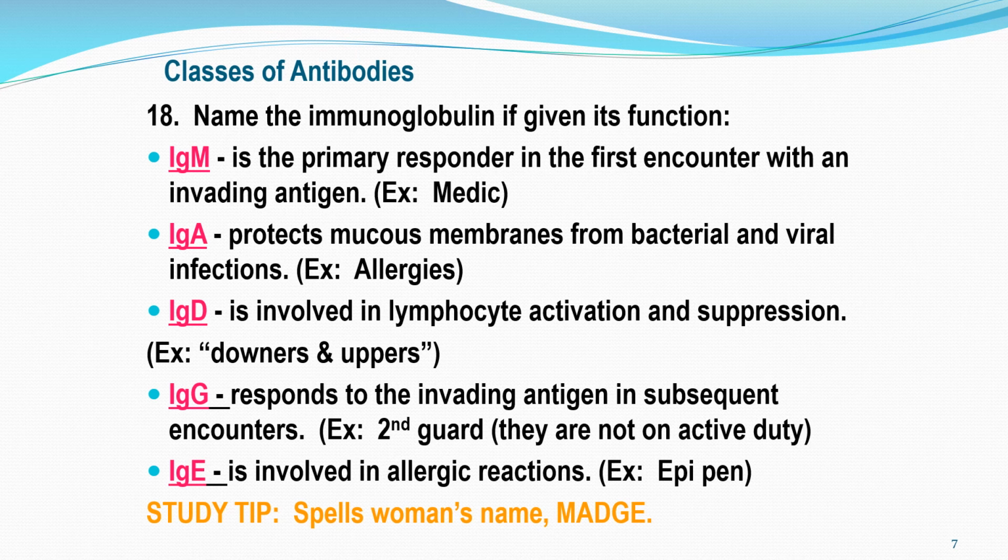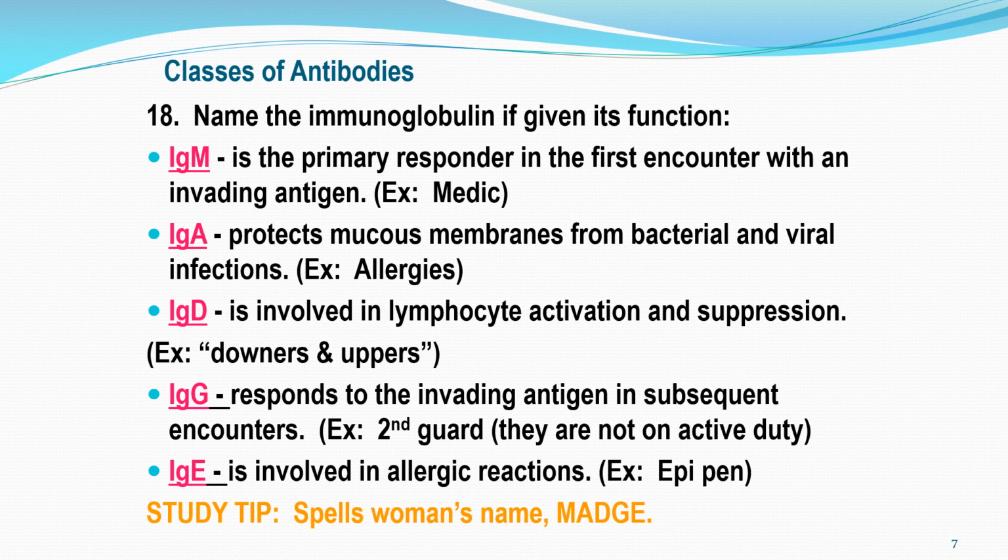So IgM is the primary responder in the first encounter with an invading agent. Now, a way to think of it is IgM medic, like a paramedic, right? They're the first ones on the scene. They're the first responders that get to the sick patient and try to stabilize them to get them to the hospital, right? So think of IgM as a medic and that they're a primary responder in that very first encounter with whatever invading antigen we have.